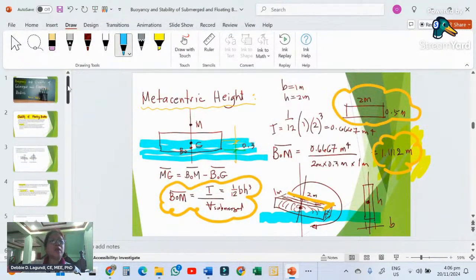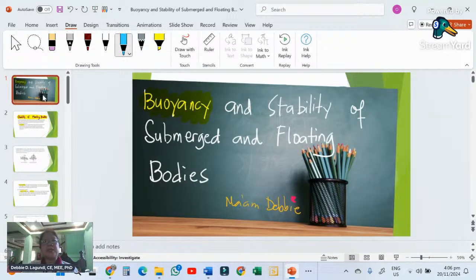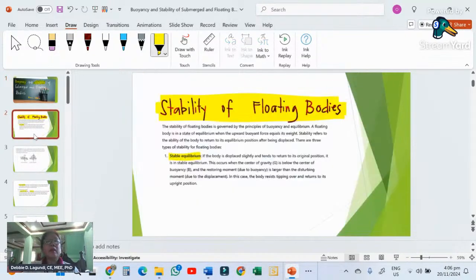So this is a continuation of the one I have shared today. It's about buoyancy and stability. So now we go to the stability bit of submerged and floating bodies. Buoyancy was already presented a while back, and then stability is now the second part. Right, stability of floating bodies.